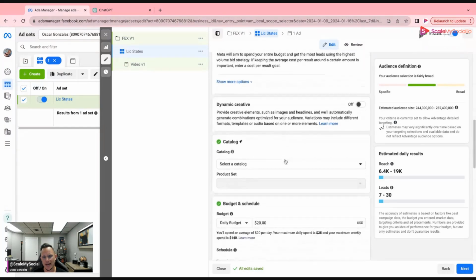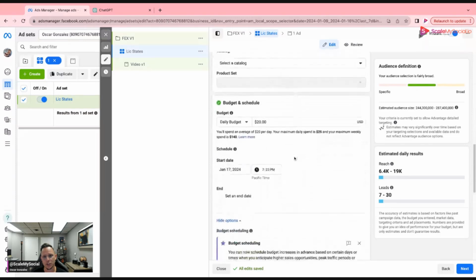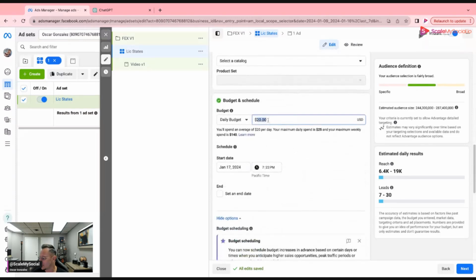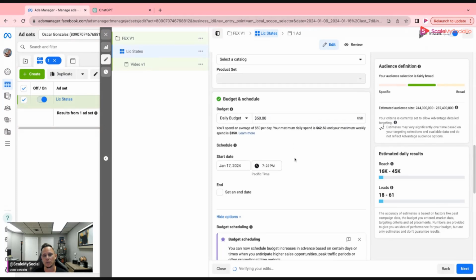We don't worry about a catalog. We're going to set our budget. Remember, we talked about this. We don't want to go any less than $40, and I honestly would say $50 a day is a much better representation of where you want to be.